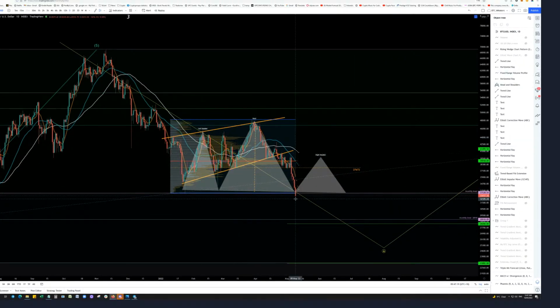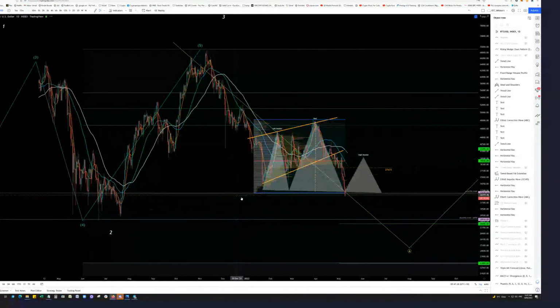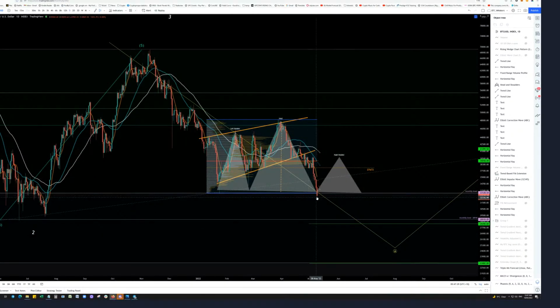So if we find a bounce here, at the moment, it seems like it's going a bit further down than expected. So I thought that there might be a good chance, and it's still too early. This could be turning out to be a wick.